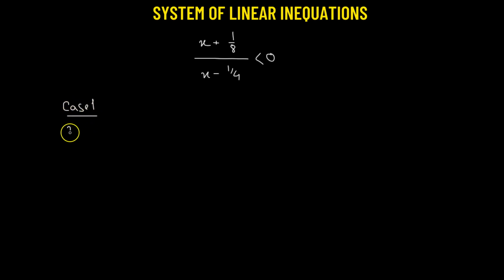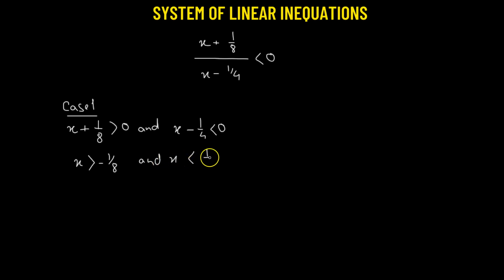In the first case, we'll consider the numerator to be a positive number and simultaneously the denominator to be a negative number. Then we have a positive number divided by a negative number, so that becomes negative, which satisfies the inequality, which is less than 0. So we get x greater than −1/8 and x less than 1/4.